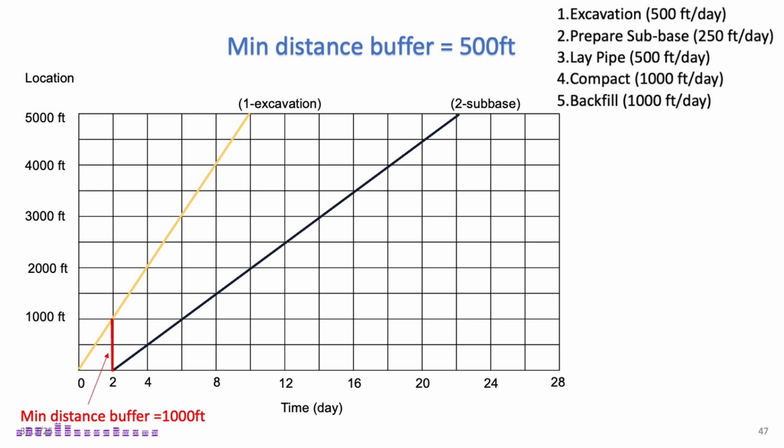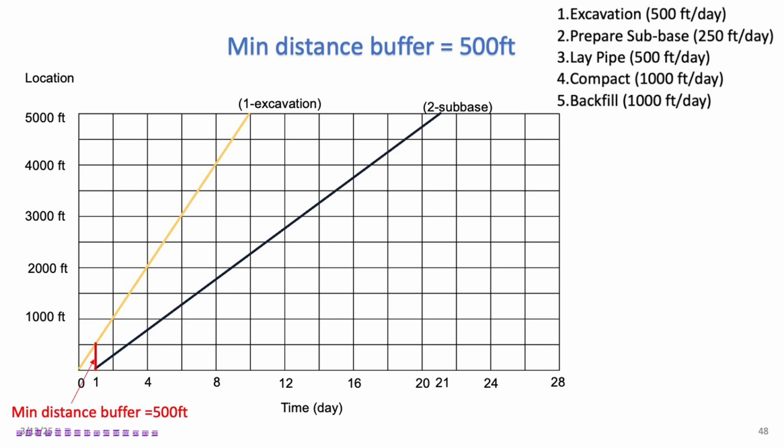Looking at the chart, this initial buffer is actually 1,000 feet, which is larger than necessary and results in an unnecessarily long schedule. To avoid this inefficiency, we should try to start the subbase activity earlier. The best way to determine the optimal start time is to gradually shift the subbase line to the left, reducing the initial gap until it is exactly 500 feet.